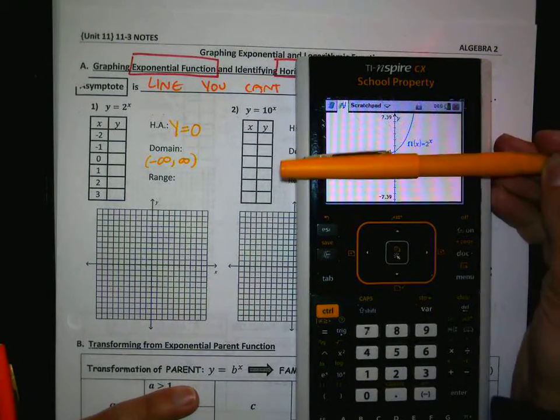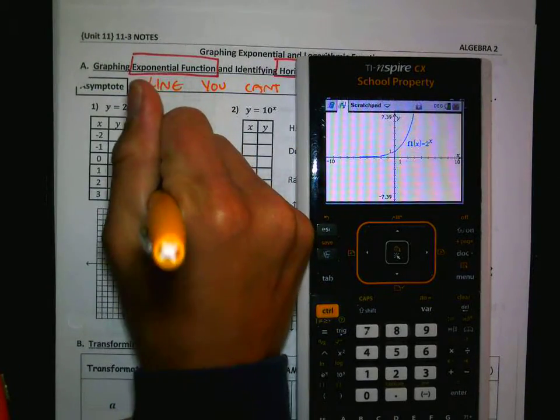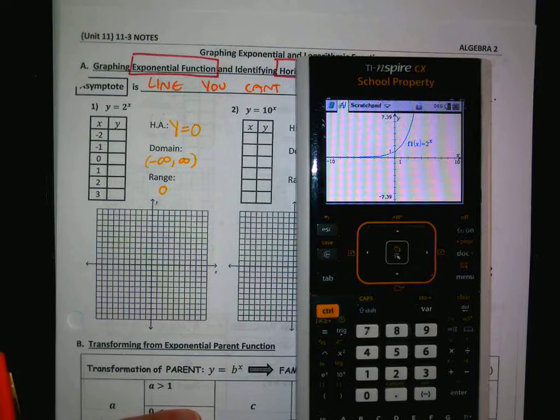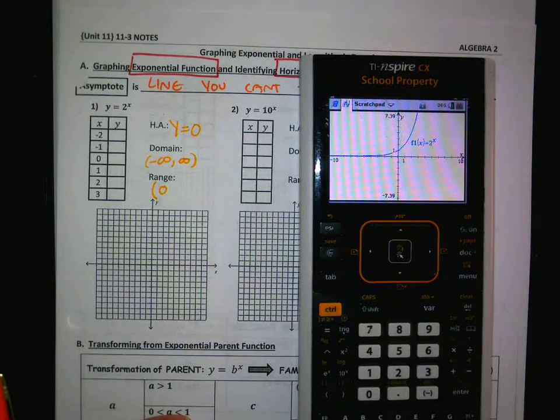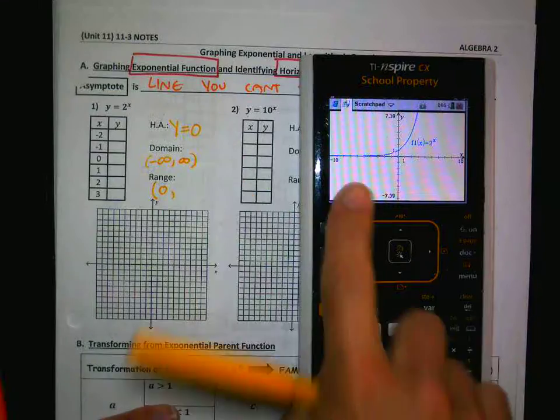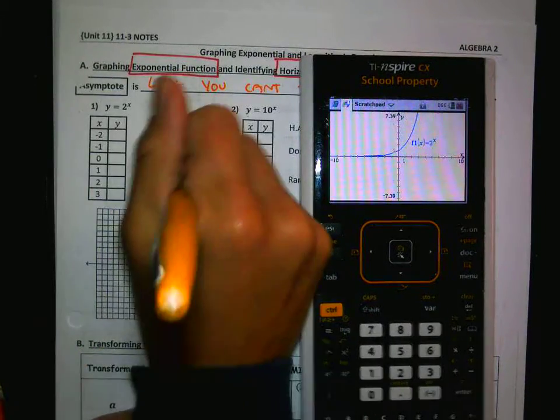Remember, the boundary is horizontal here. So for the range, how far down are you going? 0. Is that going to be a bracket or a parentheses? Parentheses, because there's no point. Only points get brackets. There's no point at 0. It's an asymptote. And then how far up do you go? Infinity.